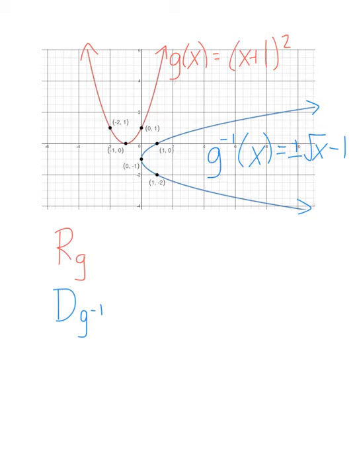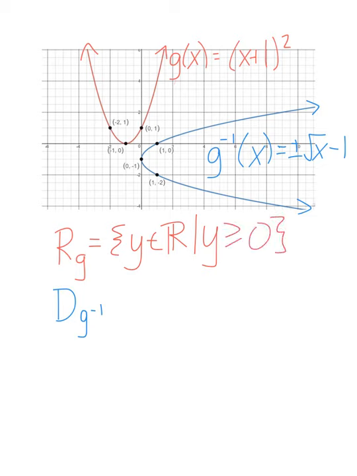On the original, the domain is x an element of the real numbers, but the range is a little bit more interesting. The range for the original g is y an element of the real numbers such that y is greater than or equal to 0. So for that graph, the range is restricted because you have a parabola that's concave up, and the lowest point or the minimum value on that graph is y equals 0.